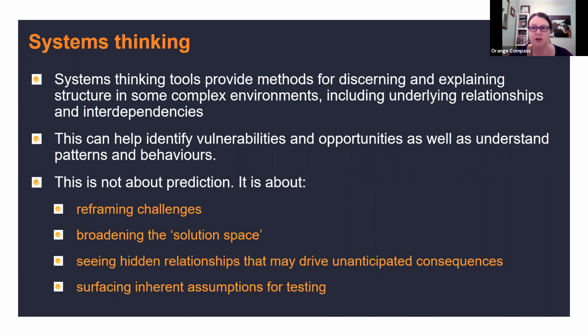But this is not about trying to predict, control, or create certainty in systems. No matter how well we map a system and its complexity, it will not reduce that complexity for us. It will not make that system predictable. But what we can do is reframe our understanding of the challenge that we're facing. We can think better, more broadly, about what the solution space might be.